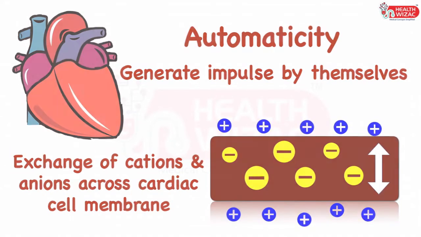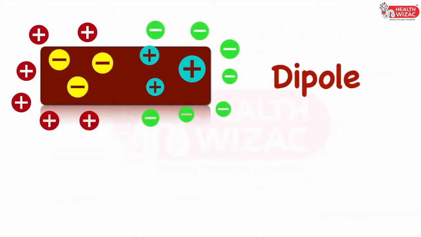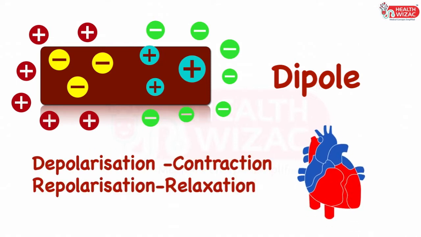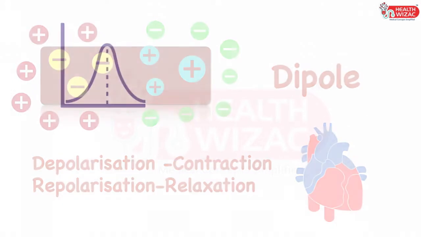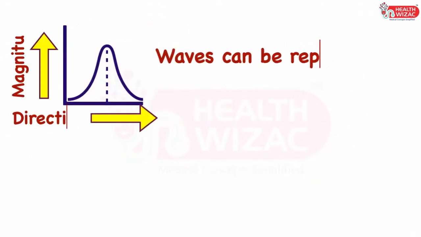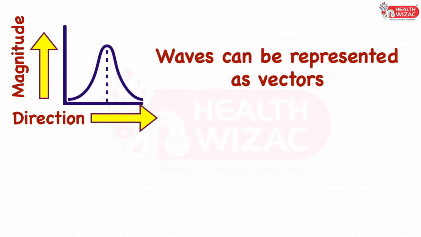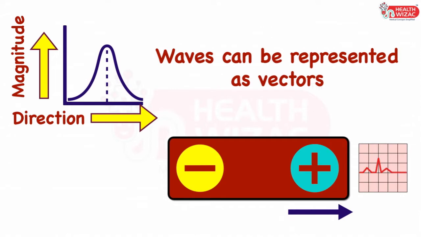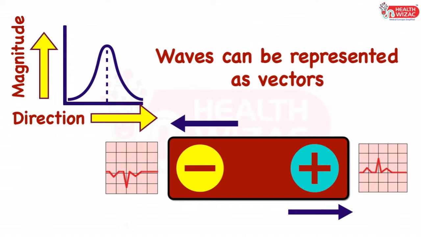As this is a continuous rhythmic cycle, at any given instance, half of the cardiac cells are positively charged and the other half are negatively charged, giving rise to a voltage difference, thus creating a dipole-like situation. This voltage difference creates depolarization and repolarization of the cardiac cells. Since these depolarization and repolarization waves have specific direction and magnitude, they can be represented as vectors. The vector moving towards the positive side is reflected as an upward deflection, whereas the vector moving towards the negative side gives a downward deflection in the ECG.